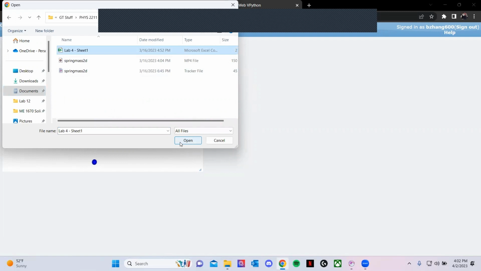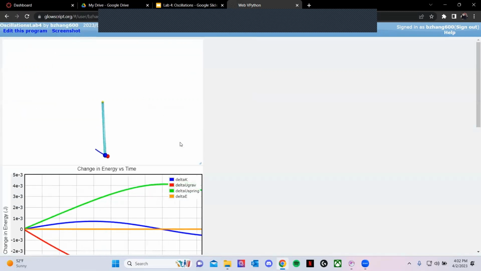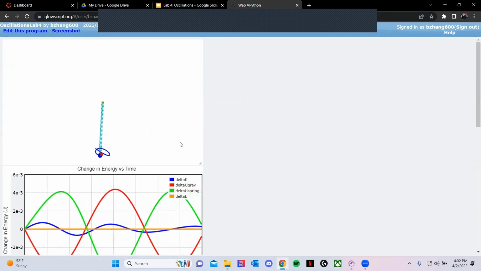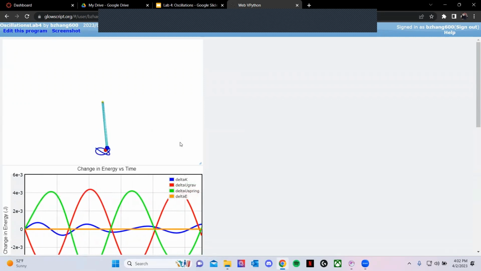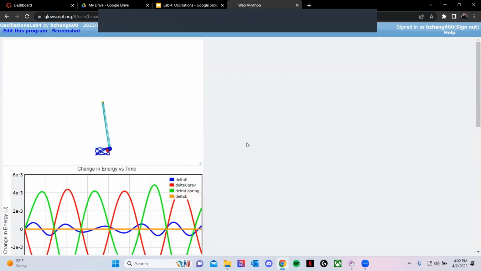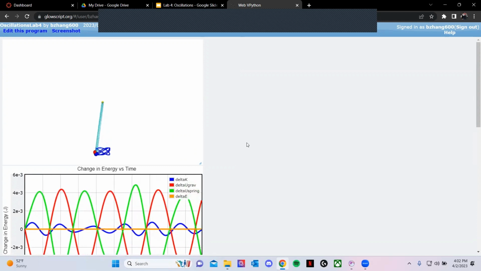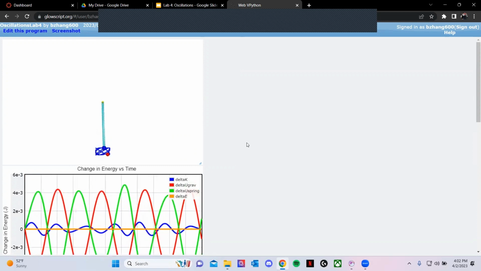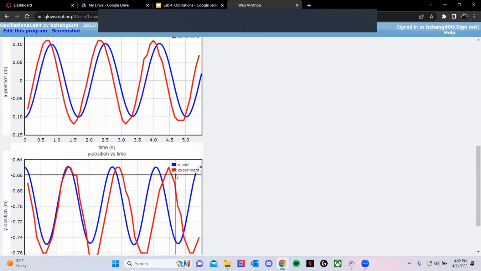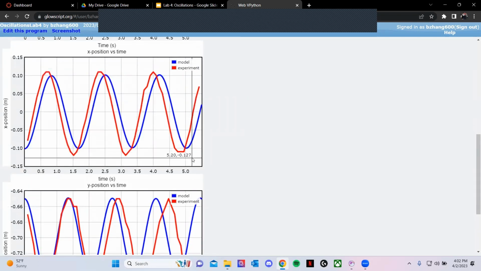Here, we can see the code run. Here, we can see the changes of energy and the comparison in X and Y positions between our model and experiment.